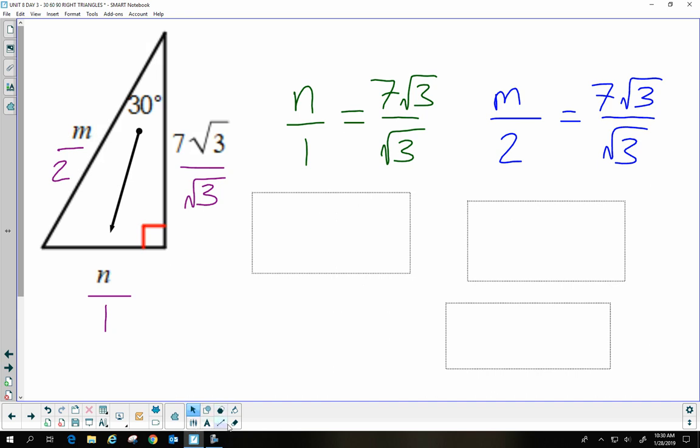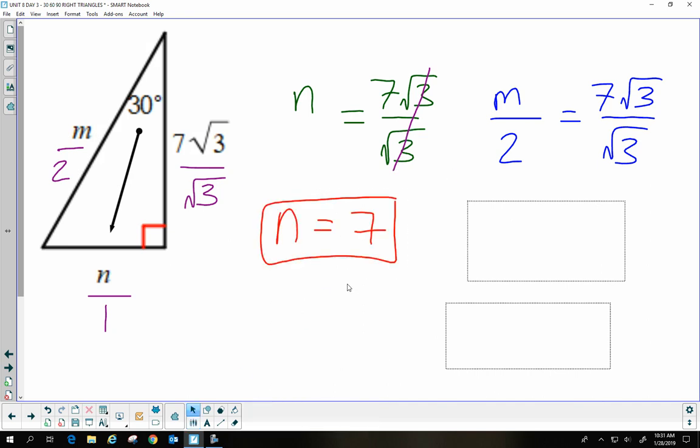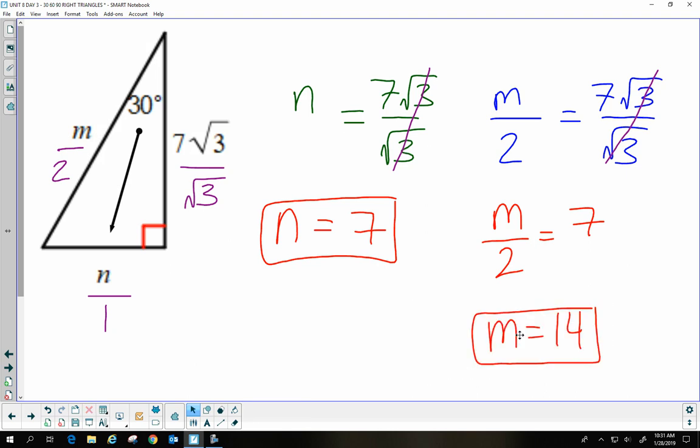What's nice here, and we talked quickly about that in the isosceles right triangles, is that whenever you divide something by 1, the divided by 1 is kind of unnecessary, so we can get rid of that there. And then in this example, the 2 square roots of 3 can cancel, and so we end up simply with n being 7. Same idea over here, the 2 square roots of 3 can cancel. We have to multiply both sides by 2 to get rid of this 2 over here. And we get m to be 14.